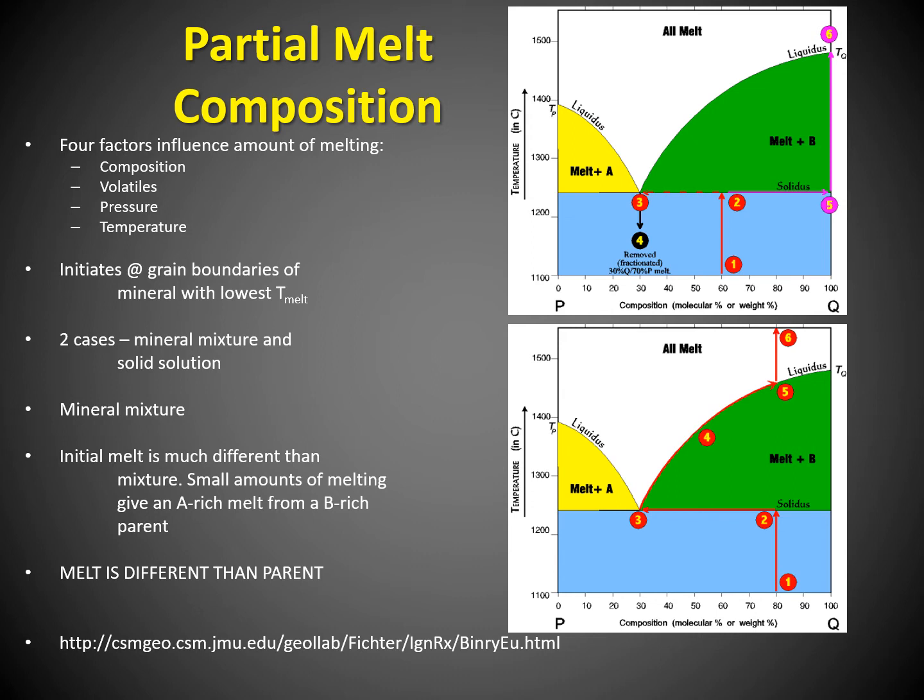So let's start with this top diagram, okay? Let's start at 1, all right? At 1, we have a solid mixture where maybe 60% of it is mineral Q, 40% of it is mineral P, okay? So it's mostly Q, right? Now we raise the temperature. We go from 1 to 2. We go up, up, up, up, up, up, up. We hit the solidus.